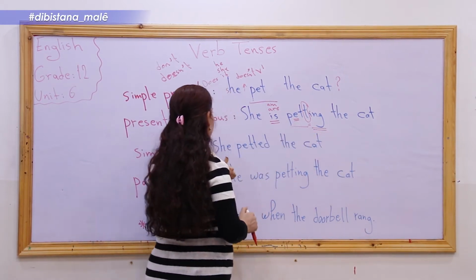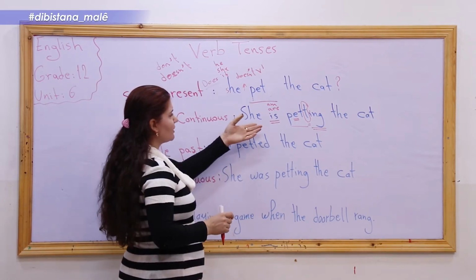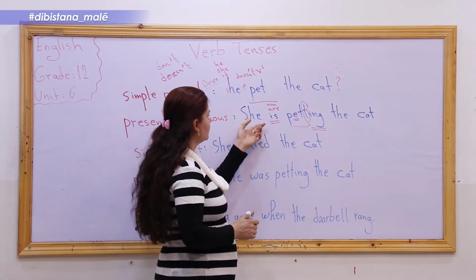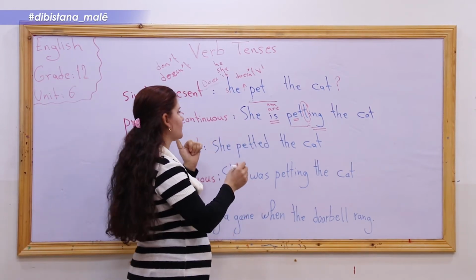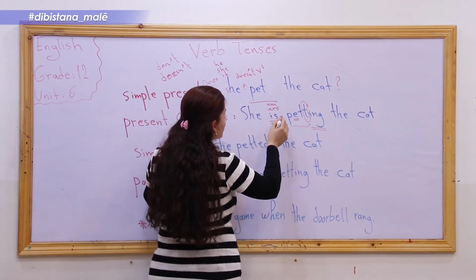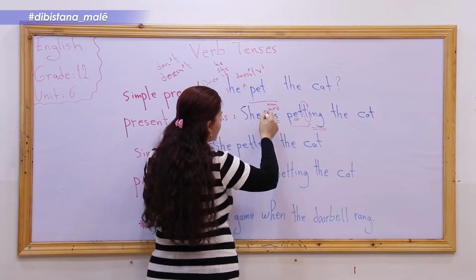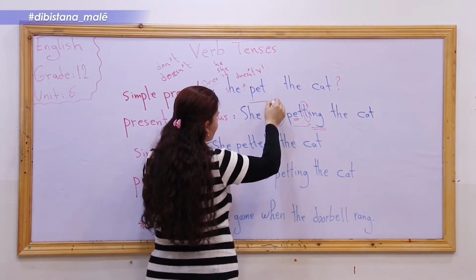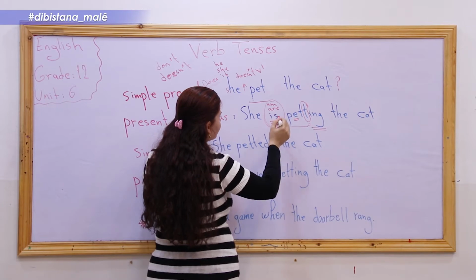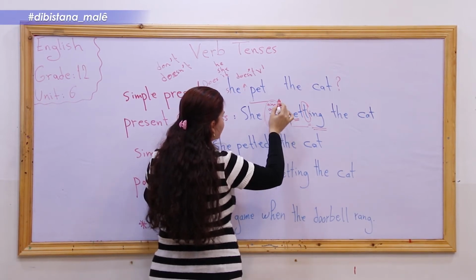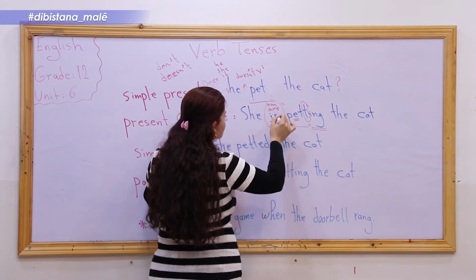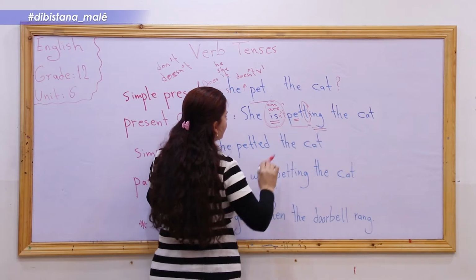The cat. So what about negative? How will we make negative? Negative, because we have is, are in our sentence as a helping verb, we should use not after it. She is, she isn't, or she is not painting the cat.